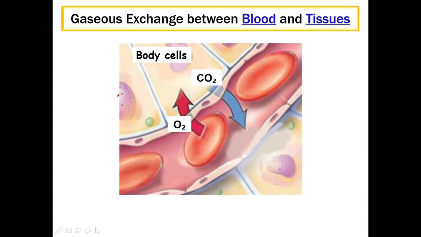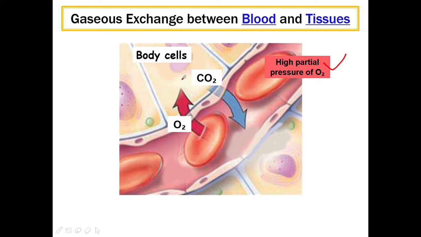Alright, the second part is we learn how gaseous exchange occurs between the blood and the tissue. So when the blood reaches the tissue, the partial pressure of oxygen in the blood is higher than that of the body cells. This is because cellular respiration uses oxygen. So oxyhemoglobin breaks down and oxygen diffuses from the tissue capillaries into the body cell.